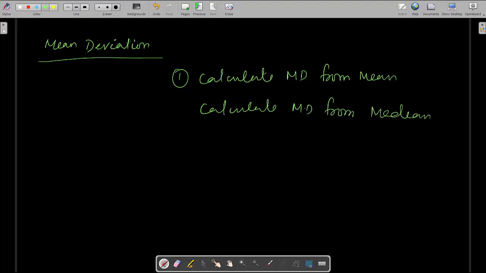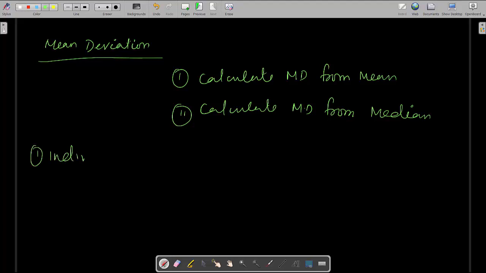When you see this type of question, you have to make it clear which one to calculate first. If it says calculate mean deviation from median, then calculate median instead of mean. And if it says calculate mean deviation from mean, then you have to calculate mean to find out mean deviation. Okay, the formula to calculate mean deviation for individual series, clear? That is mean deviation for individual series.